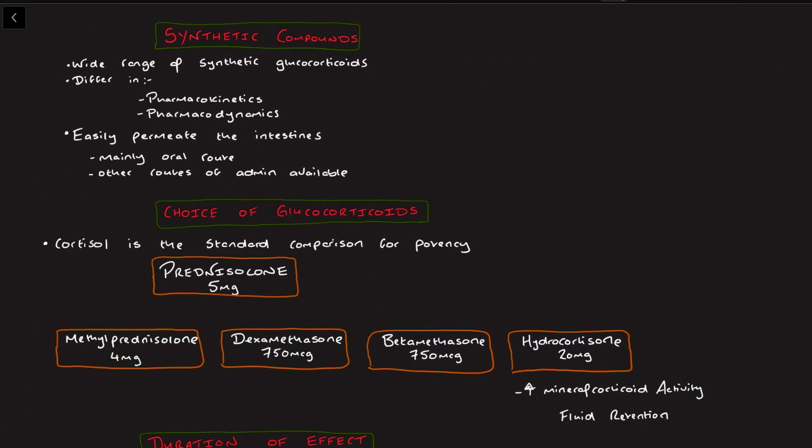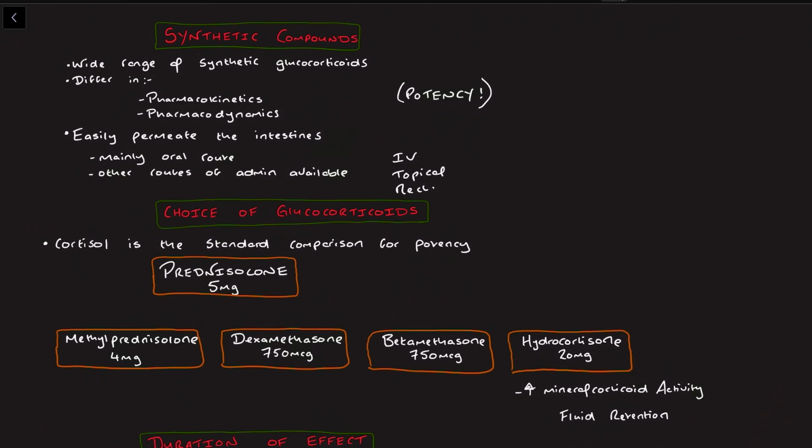There are a variety of synthetic glucocorticoids out there. Some are far more potent than cortisol itself, which have been modified specifically for their therapeutic use. They tend to differ in both pharmacokinetics and pharmacodynamics. As they are able to permeate the intestines easily, they are commonly administered orally, but can be administered via other routes such as intravenous, topical route, rectal route, and via inhalation.